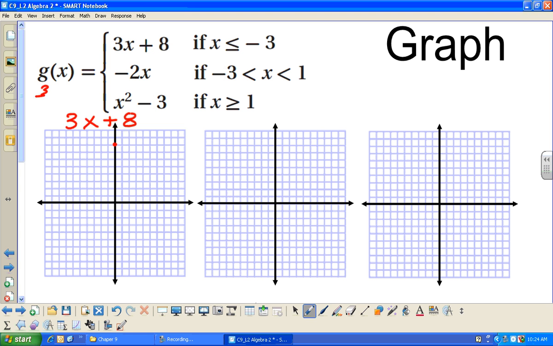A positive 3 over 1 is the same thing as a negative 3 over negative 1. So I'm going to go down 3 and over 1. Down 3 and left 1. The reason why I'm doing this is because if I were to go up 3 and over 1, I would run out of room on my graph. Connect these points.